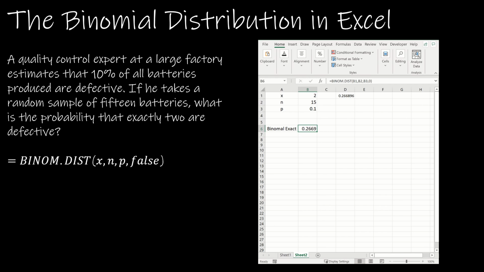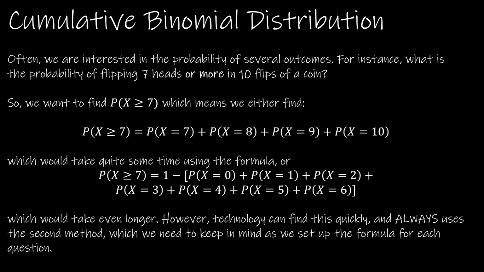Now, I've used the terminology of cumulative several times already in this video, and I haven't explained it to you, but now we're going to talk about what that means. So far, we have looked at the probability of something happening an exact number of times, exactly 2 out of 15 or exactly 6 out of 10. Now we're going to take a look at what happens when we want a cumulative, meaning some number or more or some number or less.